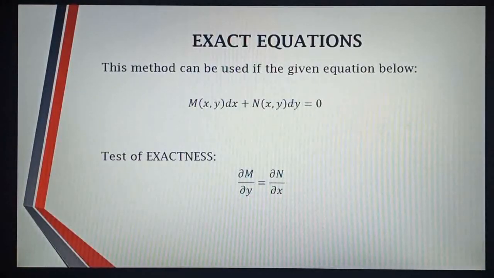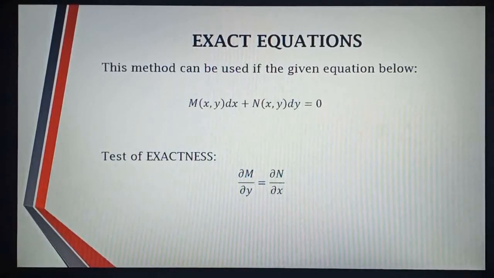We have the exact equation. This method can be used if the given equation below is, let's say, M of x and y multiplied to dx plus N of x and y multiplied to dy equals 0. You have to test if the equation is exact using the test of exactness.